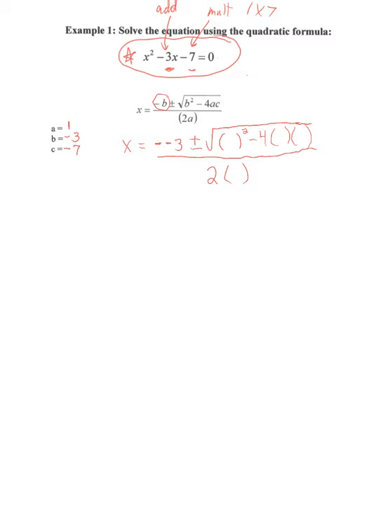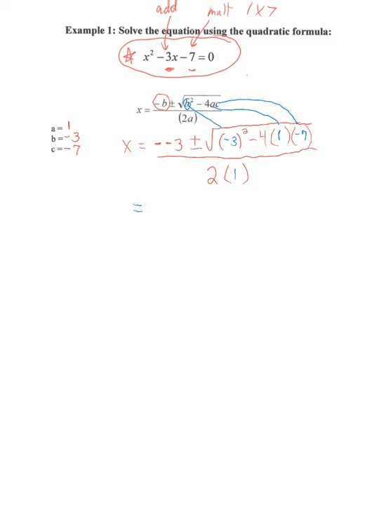So I've got to fill that first parenthesis up with b, and b is -3. And after the 4, I've got to fill in the a, and after the a I've got to fill in the c, which is -7, over 2 times, on the bottom of the fraction, 2 parentheses a is 1. Okay, so we made the substitutions.